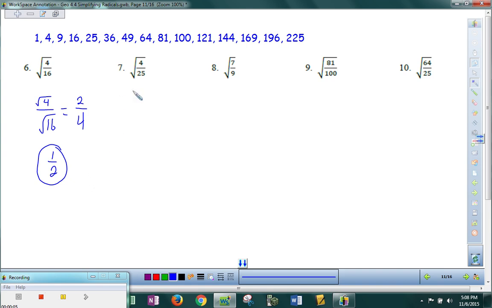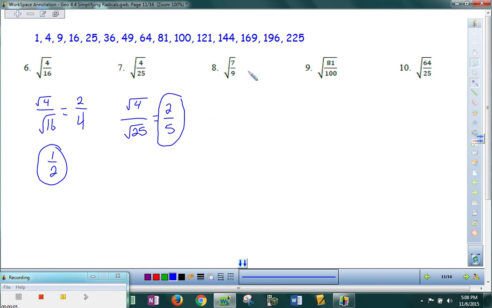Okay, the next one, same process. We'll take the square root of 4 over the square root of 25, and we know that the square root of 4 is 2, and the square root of 25 is 5. Now, is there anything that can be broken down there? In this case, that is as simple as we can get. There's nothing in common between 2 and 5.